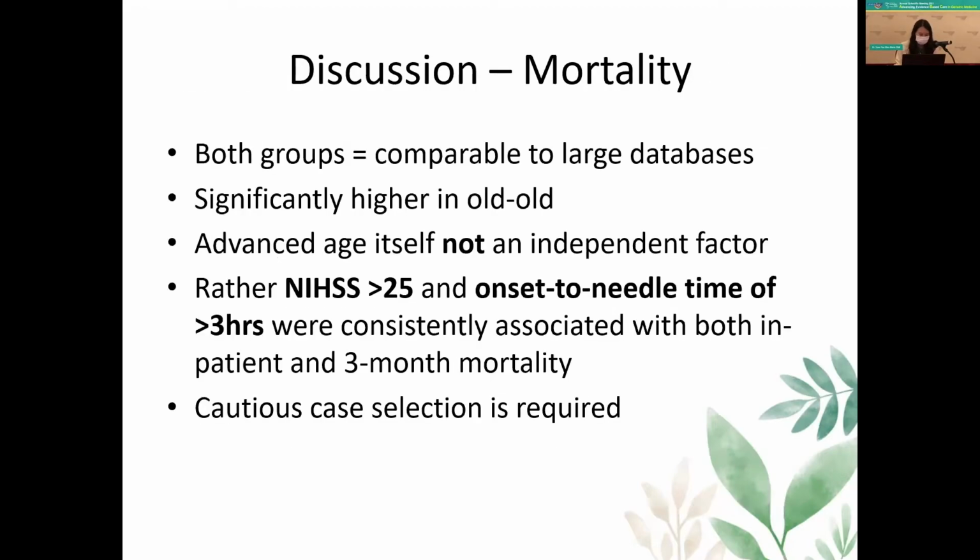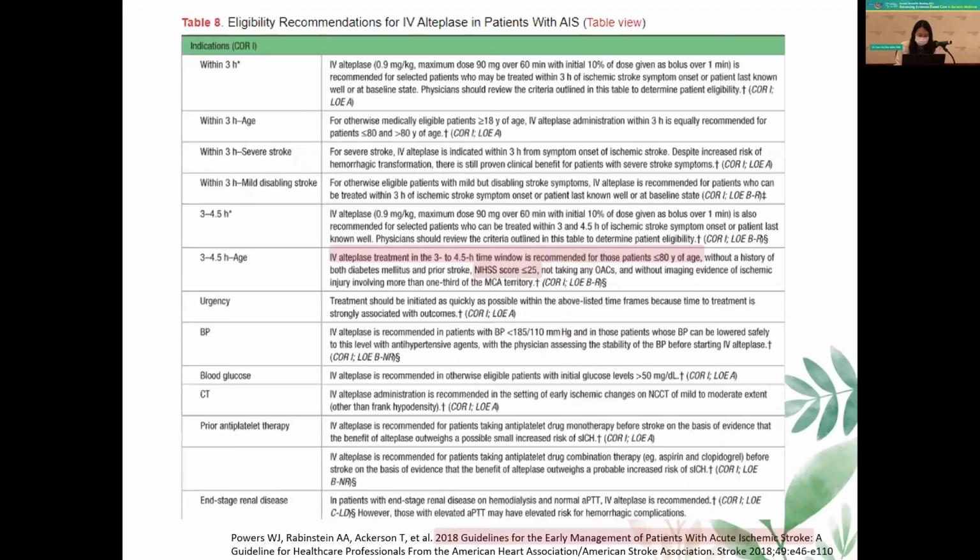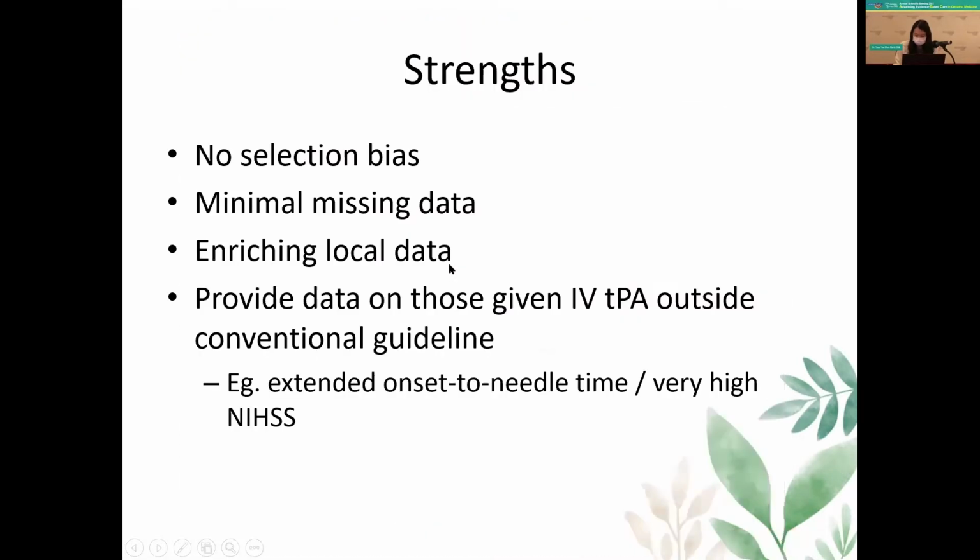Mortality of both groups of patients is comparable to those from larger studies and was significantly higher in the old. However, upon multiple logistic regression, advanced age was actually not significantly associated with mortality. Rather, a very high stroke severity and extended onset to needle time were associated with both inpatient and 3-month mortality. Cautious case selection is therefore required when we decide on treatment, especially when, according to guideline, class 1 evidence only suggests IPTPA to those younger than 80 years old and with NIHSS score less than 25 when the onset time falls beyond 3 hours. One strength of our study was that there was no selection bias as all patients given IPTPA were recruited. There were minimal missing data.